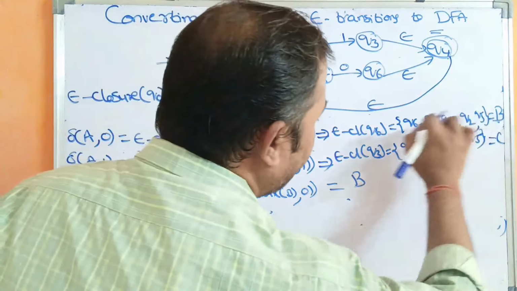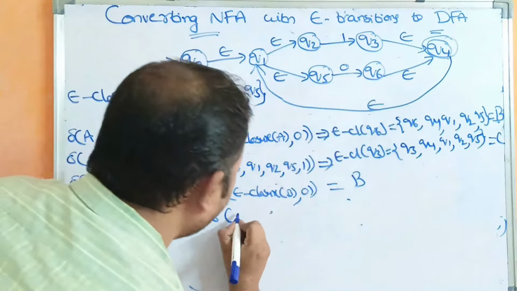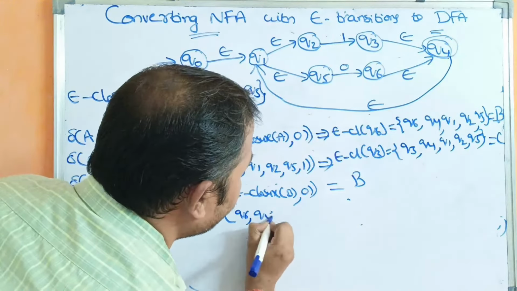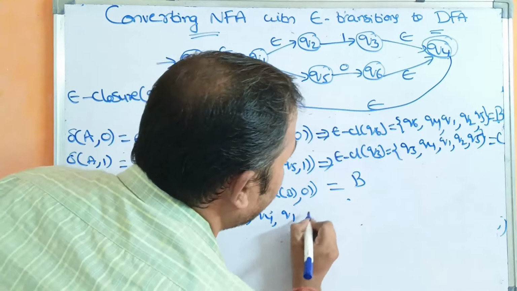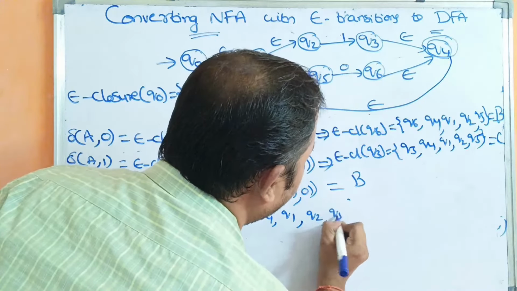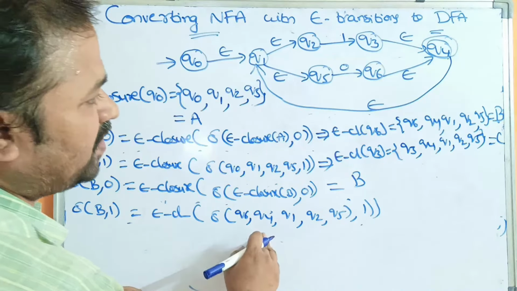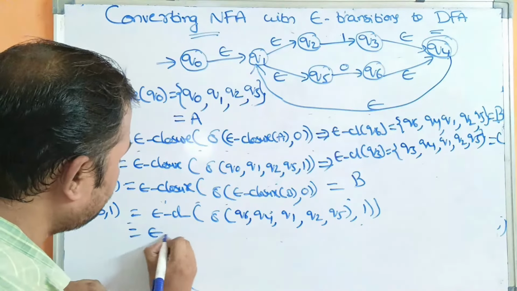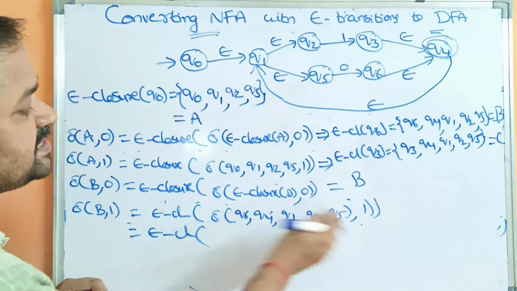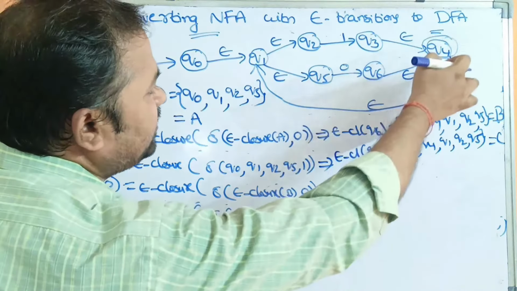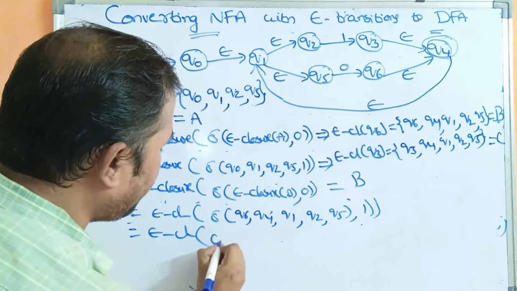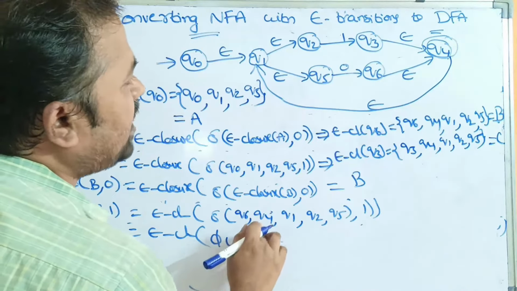What is epsilon closure of B? It is already calculated. Q6 comma Q4 comma Q1 comma Q2 comma Q5, here the input symbol is 1. So epsilon closure of delta of Q6 comma 1. What is Q6 comma 1? Phi union delta of Q4 comma 1.